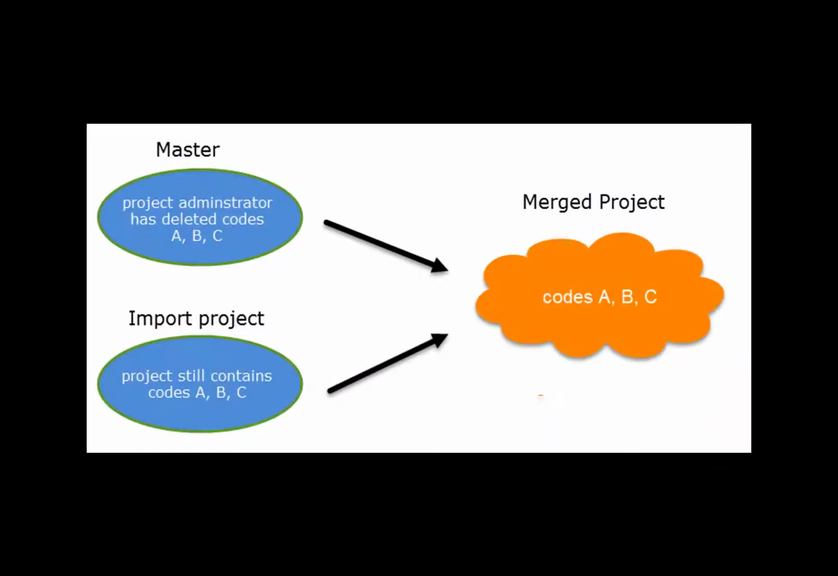So here we have a situation where something was deleted. If the project administrator is deleting codes A, B, C in the master project, but these codes still exist in the import project, then they will be added. So in the merge project, you end up again with codes A, B, C. This means if you want to clean up a project, then this needs to be done in the merged version of the project and not in two versions that people work on at the same time.